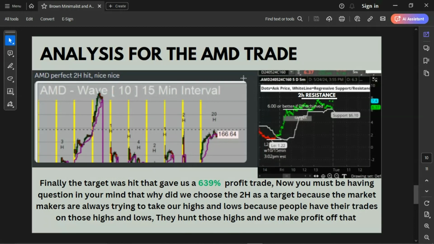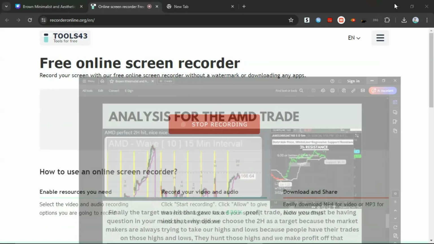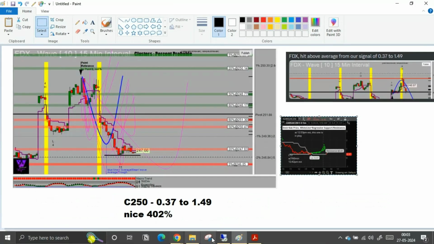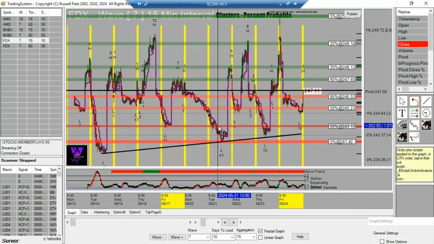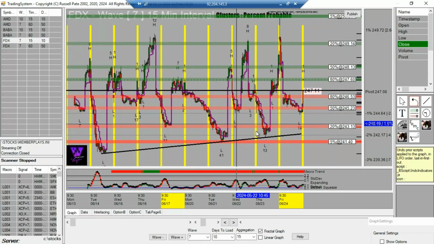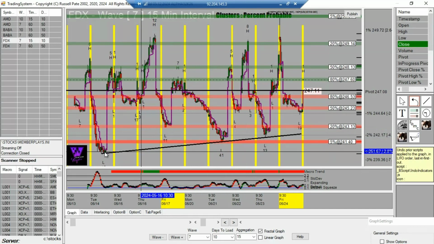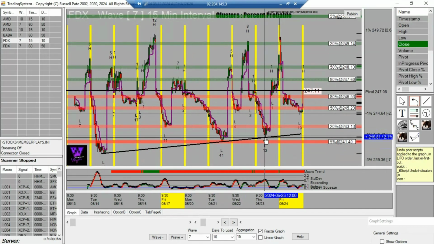Now actually, I only had these two examples, but I can go through a bonus example that we had, which was of FDX. So I'm going to go to my fractal charts and show you. Basically we had this trade on Thursday, and I actually shared this trade of FDX on Thursday.